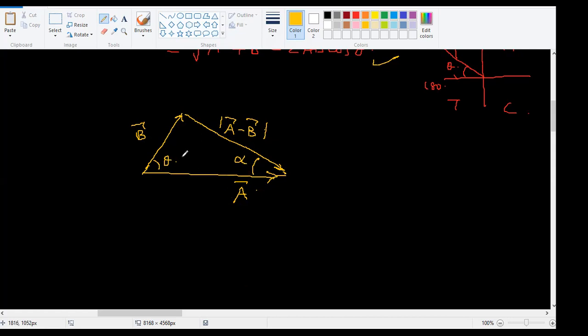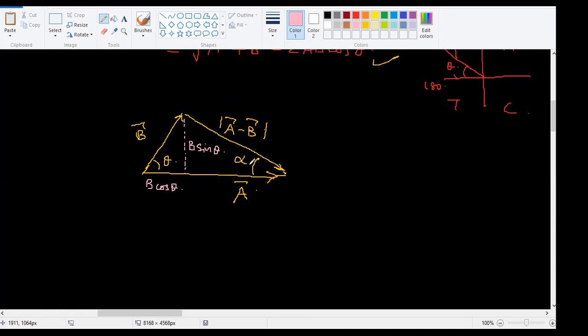So what I can do here is, listen carefully. I can make a line over here. So if this is B and this is theta, this will be B sine theta. And this will be B cos theta.